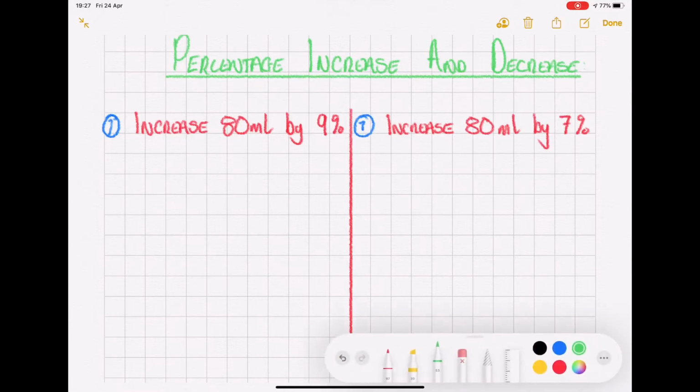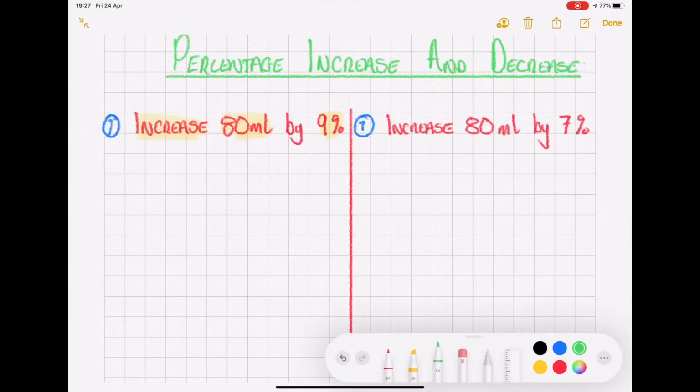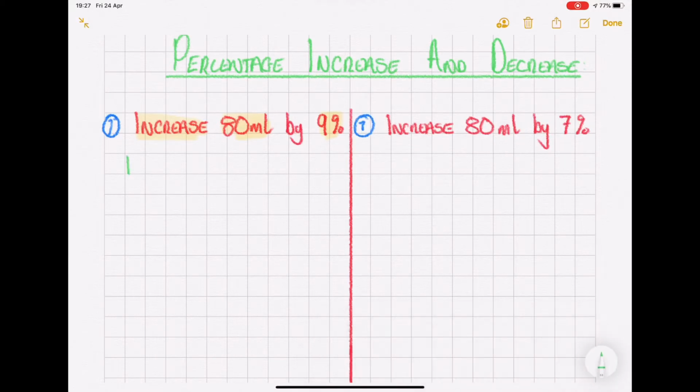So let's look at this first question here. Increase 80 millilitres by 9%. So let's just first talk about what increase actually means. When we think of increase, we think of it getting larger. Okay, so increasing is growth. So if we're increasing something by 9%, what we've actually got is 100% and 9% of the original. So we're going to start off with 100%.